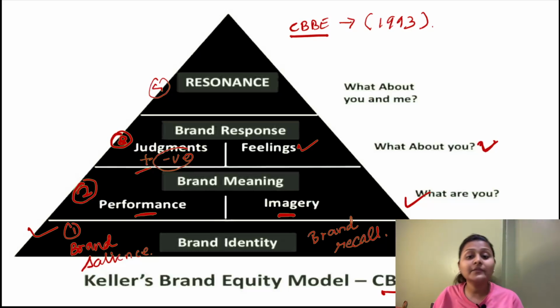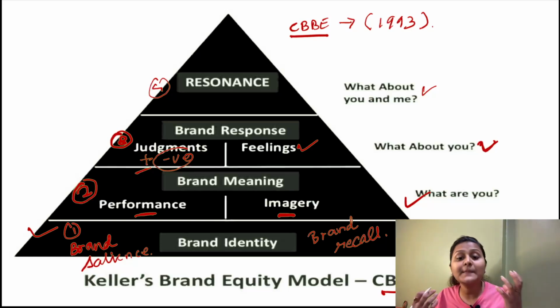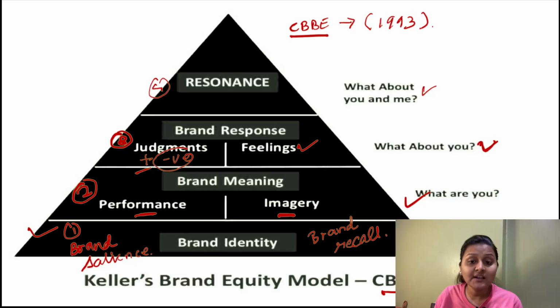The last and the fourth level of Keller's brand equity model is resonance, brand resonance. This is about you and me, meaning the brand and the customers. The goal over here is to build a deep emotional connection and loyalty of the customers towards the brand. The focus is that the customers see the brand as part of their own identity itself.